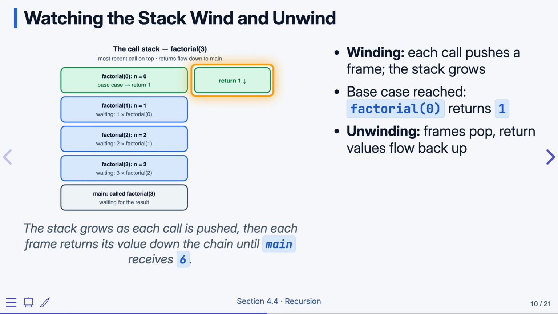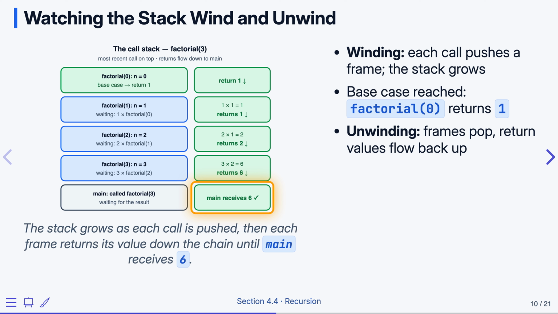Now the stack unwinds. Factorial of 0 returns 1 and its frame is popped off. Factorial of 1 takes that 1, computes 1 times 1, which is 1, and returns 1. Factorial of 2 computes 2 times 1, which is 2, and returns 2. Factorial of 3 computes 3 times 2, which is 6, and returns 6. Main receives 6. The stack grew on the way down and shrank on the way back up.